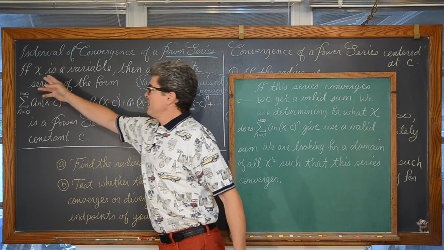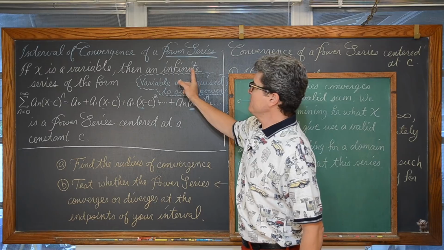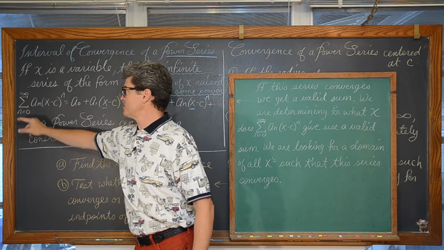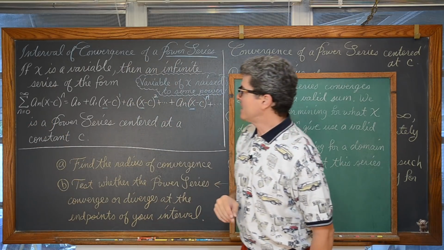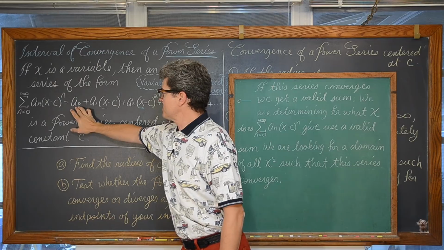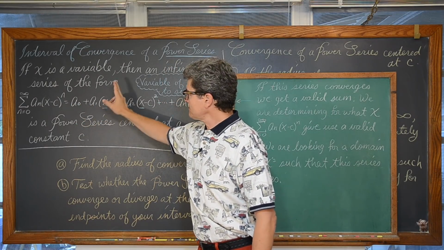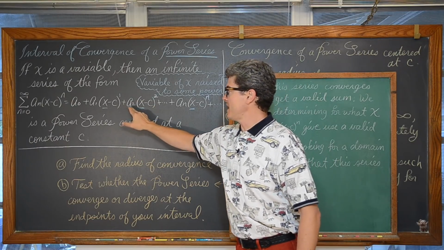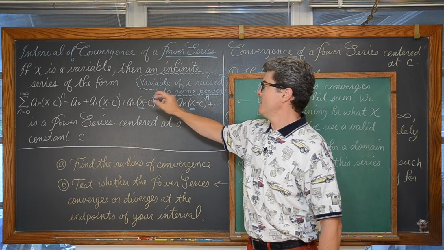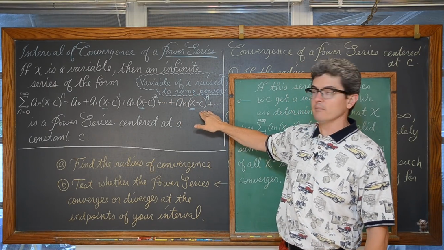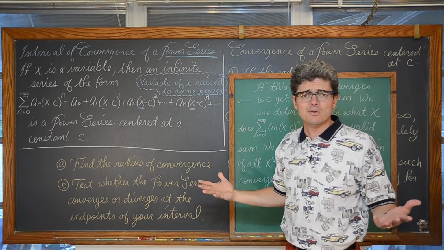Well, it says here, if f is a variable, then an infinite series in the form of the summation where n starts at 0 and goes to infinity of a sub n times x minus c raised to the n power is equal to a sub 0 plus a sub 1 times x minus c raised to the first power plus a sub 2 times x minus c raised to the second power, and we keep adding and so on until we get to the nth term, and then we just keep adding because this is the series.